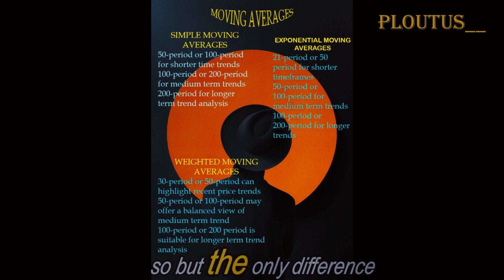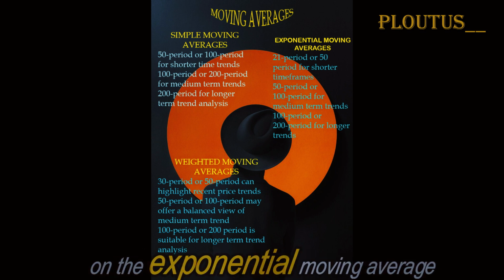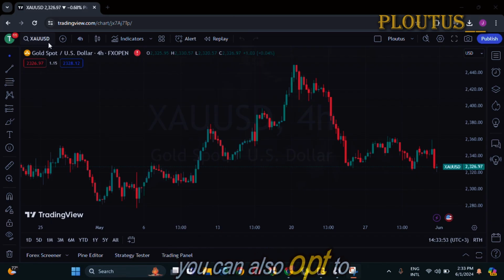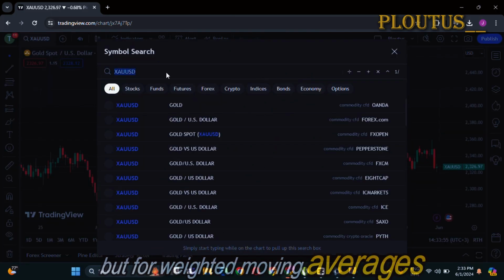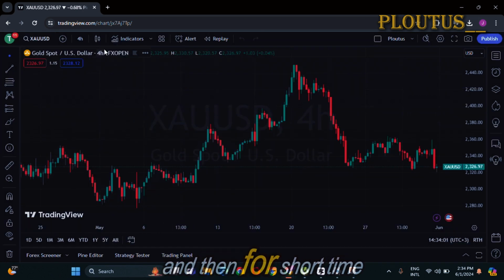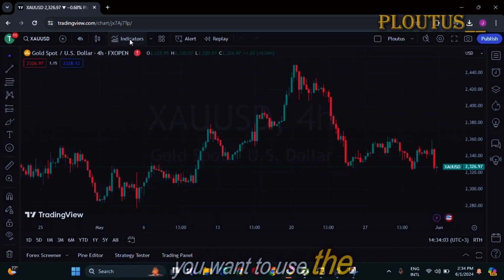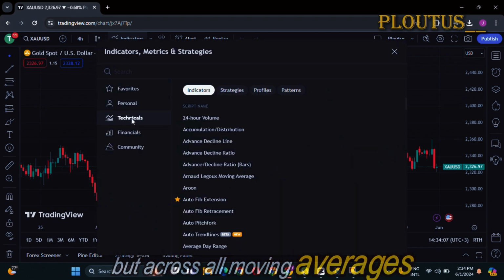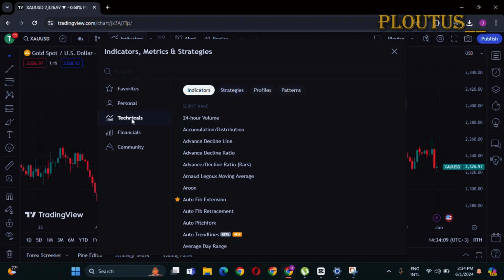The only difference is that on the exponential moving average, on the short term trends, you can also opt to use 21 period. But for weighted moving averages, for medium term trends, you want to use the 50 period. And then for short term trends, you want to use the 30 period and the 50 period. But across all moving averages, for the long term trends, you want to use the 200 moving averages.